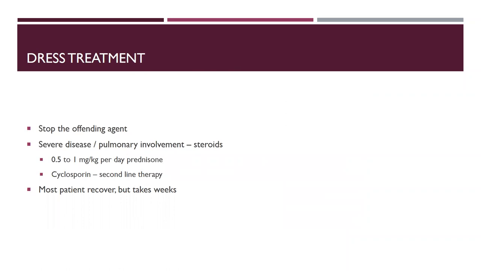Treatment is to stop the offending agent. If there's severe disease, relapsing remitting disease, or if they have significant pulmonary involvement, give steroids, at 0.5 to 1 mg per kg of prednisone a day. If steroids don't work or they can't be on steroids for some reason, cyclosporine is second line. Most patients will recover just fine, but it can take a long time. And like I said, it can be relapsing.